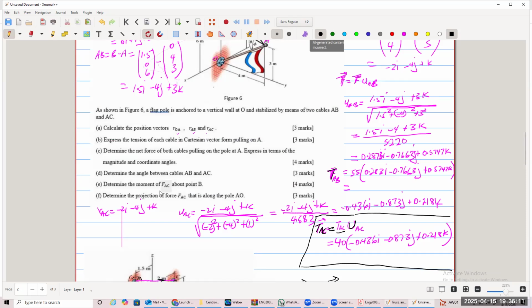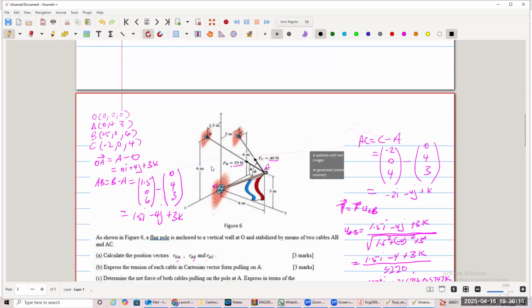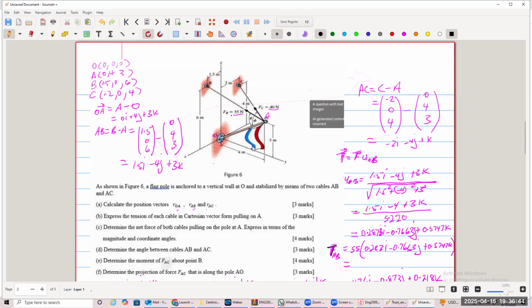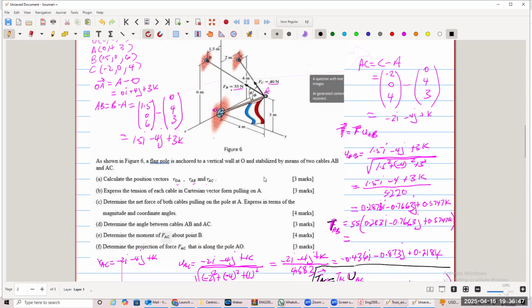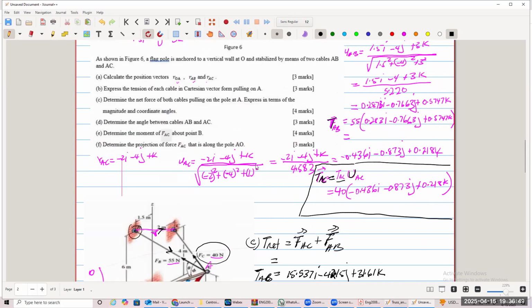Also the moment. For the moment you could use going BC, and you could also use this one here, going BA. So you must decide which one you want to use. Yeah, so it's your choice.